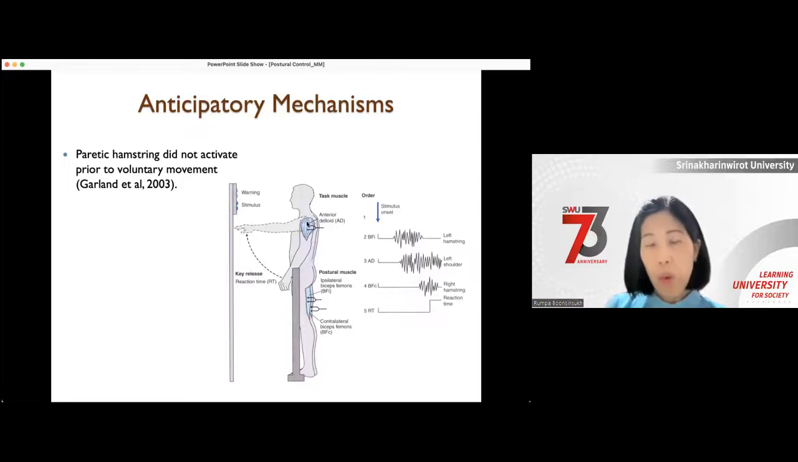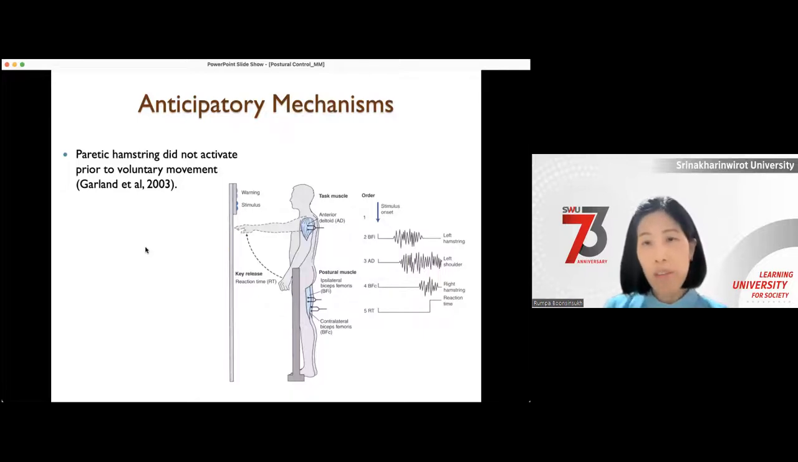Okay, because when you lift your arm up, the center of body mass will shift forward, and that by itself will trigger the forward movement of the body. So the hamstring muscle has to activate before the anterior deltoid muscle functions to maintain upright posture. Okay, so this is an example of the paradigm that is usually used to test the anticipatory mechanism.